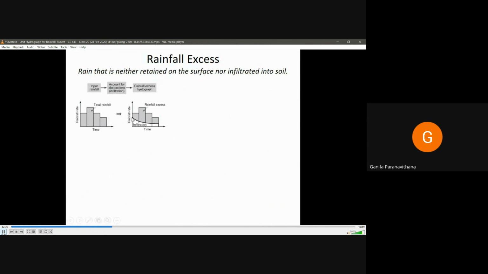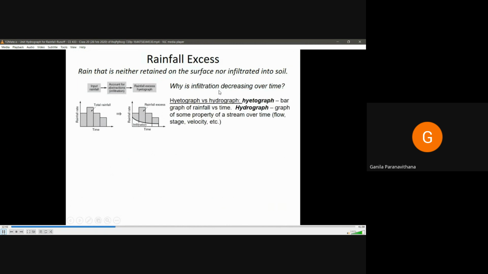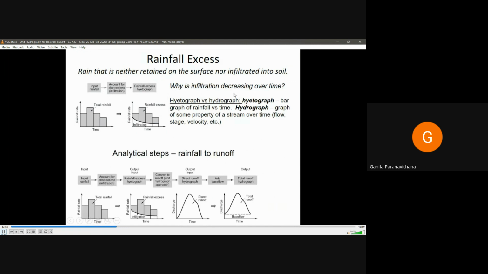So over time, what this is showing is the declining rate of infiltration. Anything above that curve we call rainfall excess. It's the excess that's above and beyond the abstractions and infiltration, and so rainfall excess is what contributes to outflow from a watershed. We talked about why infiltration decreases over time. A hyetograph, remember, is a rainfall intensity figure, whereas a hydrograph is a runoff figure.